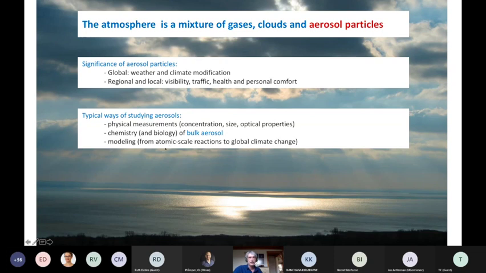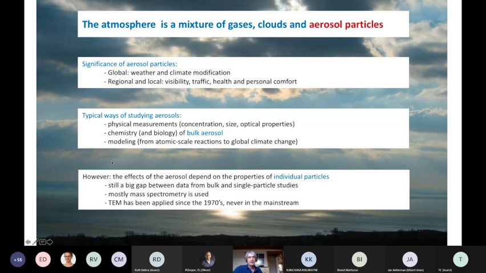they do models. And TEM has an interesting niche in this area, because I think it's very important to know what the individual particles are doing. So the atmosphere is not like a big beaker, because the particles are there individually. So each particle is a beaker, and chemical reactions happen in them. And for individual particle studies, mostly mass spectrometry is used, but TEM has been applied in the last 50 years, and it can provide some very interesting results, I think.